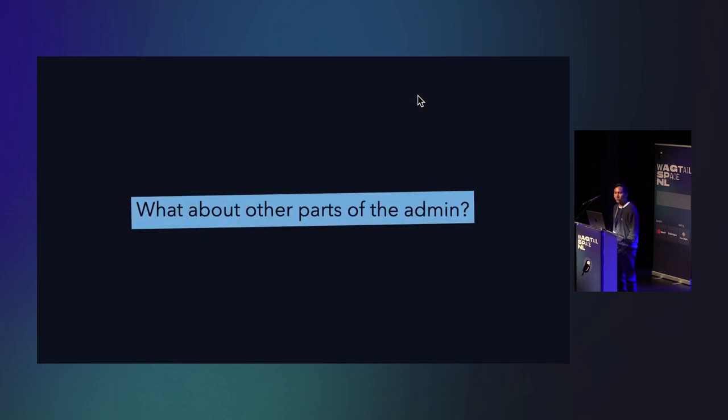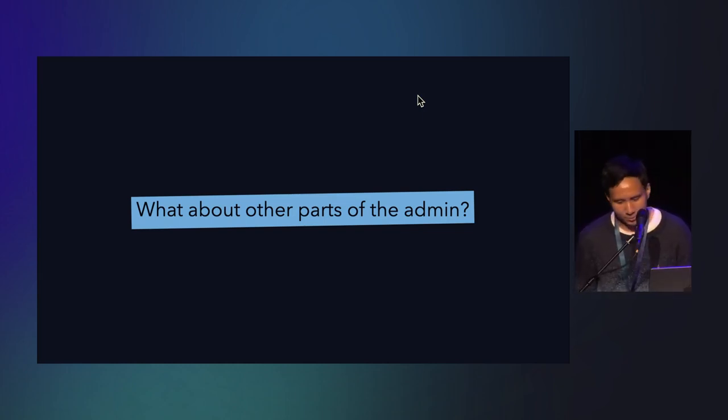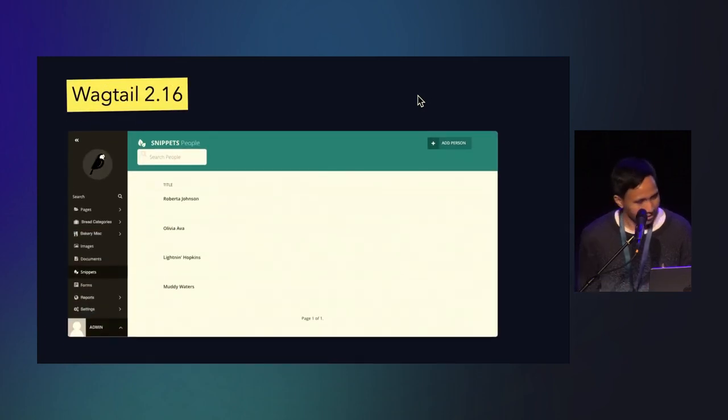But what about the other parts of the admin? Because the admin is not just the editor. We have lots of other views. This is the snippets listing view in Wagtail 2.16, which is very simple. We have the search at the top, and there's only a single column in the table, and I guess the checkbox for the bulk actions. But for the content itself, it's only a single column for the string representation of the snippet.